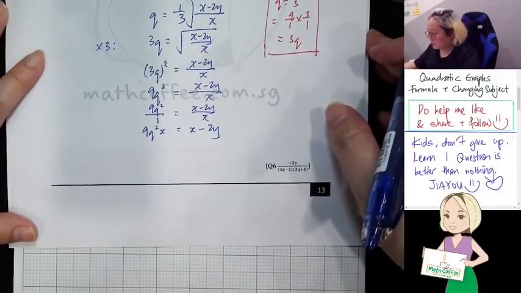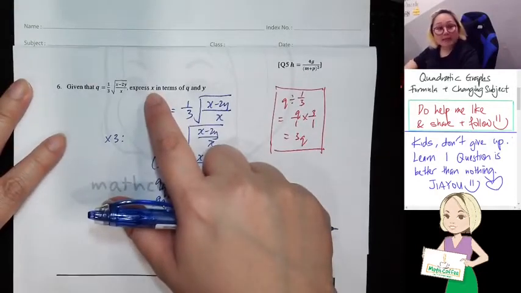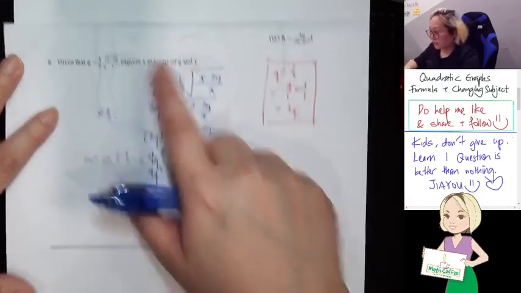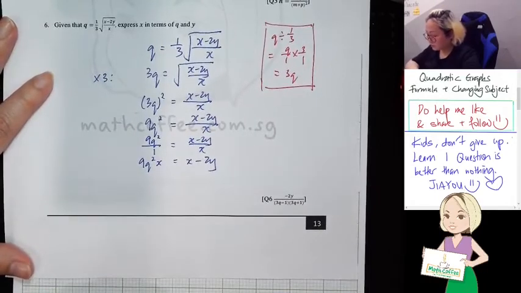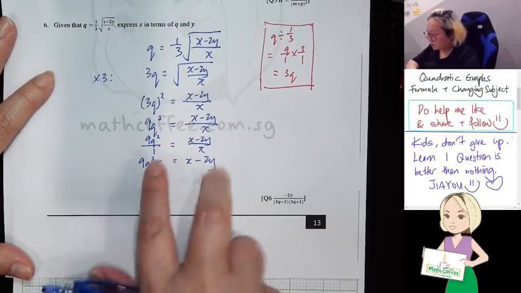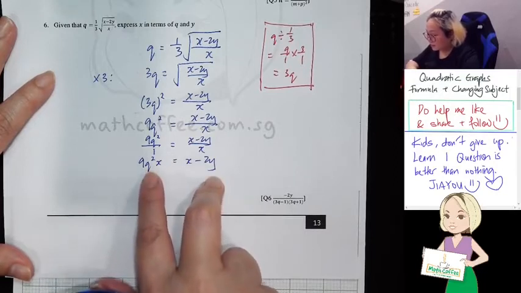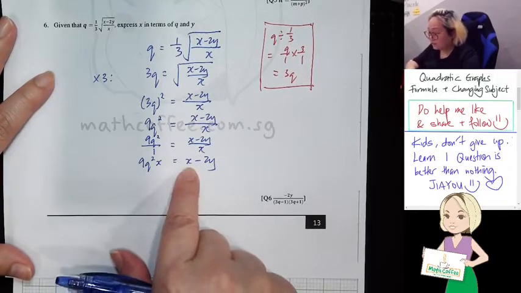Yes, well done. So now what can I do? My task is to make x a subject. Make x a subject. So what do I do now? X minus 2y. So what should I do? I need to make x a subject. Divide by 9q squared. No, I cannot do that. You know why? Because do you notice that my right hand side still got x?